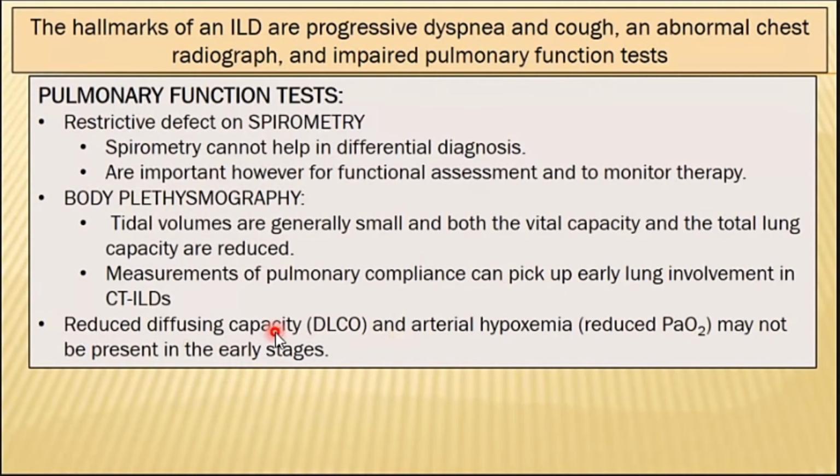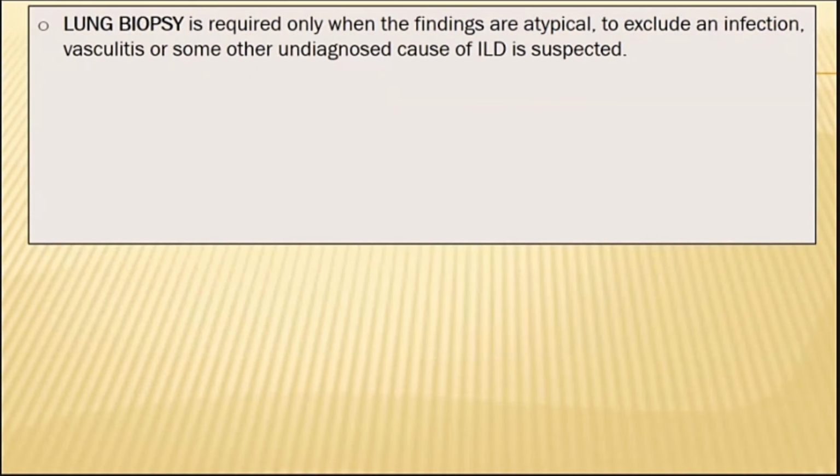So in addition to your spirometry and your body box, your static lung volumes, you can also do the diffusing capacities. There's a reduced DLCO, diffusing capacity of carbon monoxide, and arterial hypoxemia, which may not be present in the early stages of ILD. Now, lung biopsy.